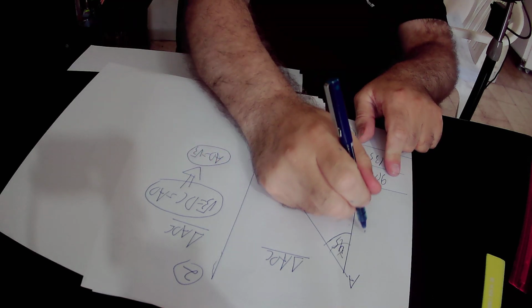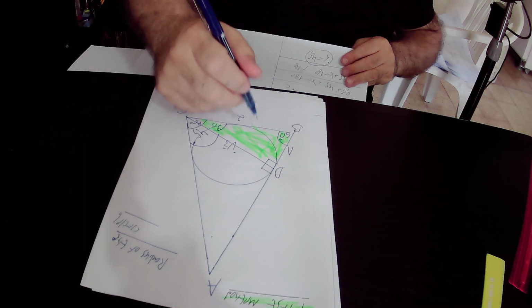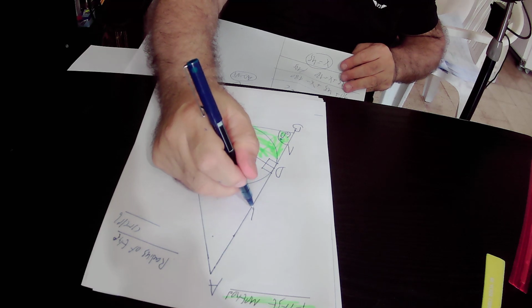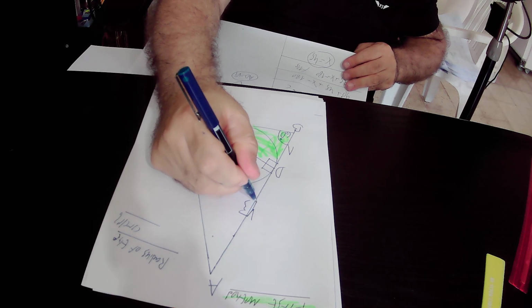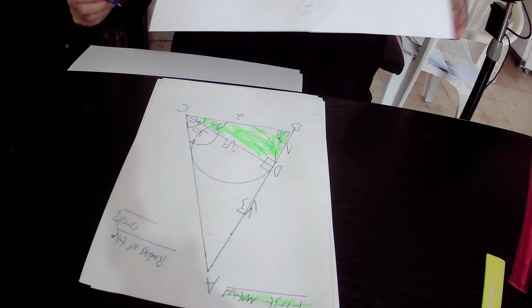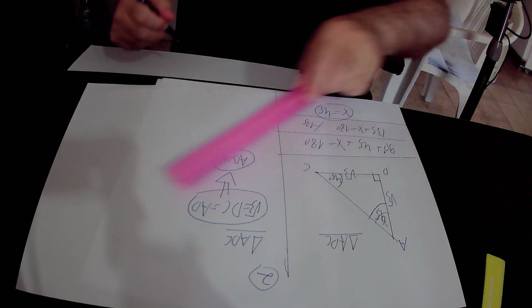AD equals square root of 3 units. So here AD equals square root of 3 units. We continue to focus on the right triangle, triangle ADC.